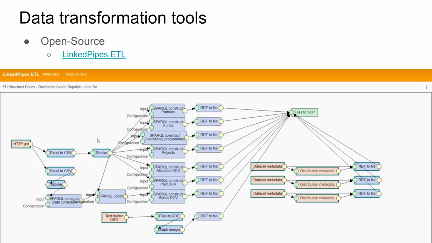Now, there are also tools which support you in transforming your original data to the linked data representation. One of those tools is LinkPipes ETL. This tool is developed at Czech universities, and it is used worldwide for creating data transformation processes in a graphical way, like you can see in the picture. They support you in debugging the transformations and moving the data from the source to the target, for instance, a triple store or a file system.